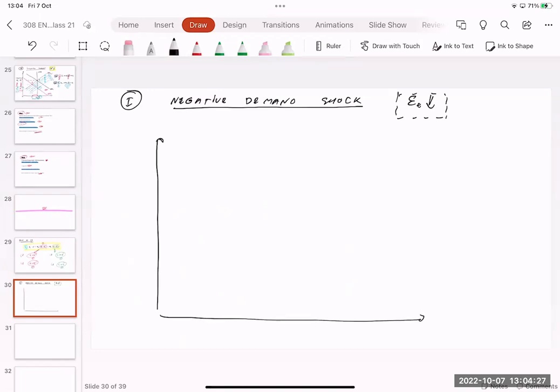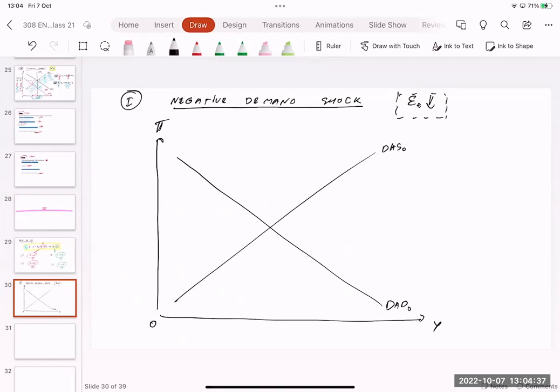Let's draw the graph. We have Y over here, and pi over here. I have the dynamic aggregate demand curve, DAD at time 0, and DAS at time 0. The equilibrium point is at point A. GDP is equal to Y0, and inflation is equal to pi 0. As you know, for the DAD equation, we have y_t equals y_t bar minus a (pi_t minus pi_t star) plus b epsilon_t.